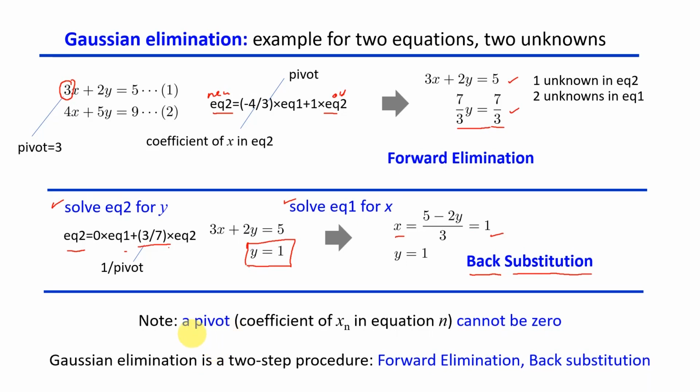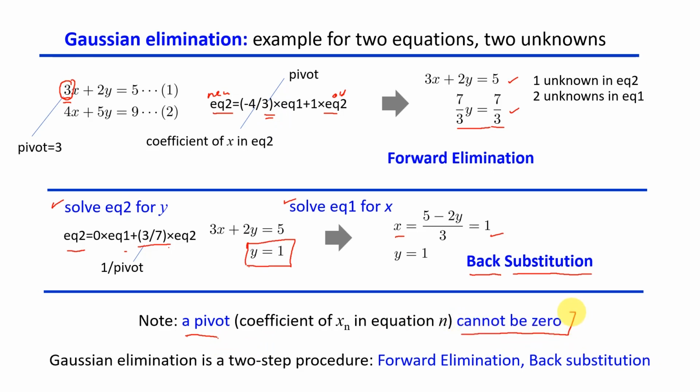The first takeaway from this exercise is that a pivot, that means here you see that the 3 was my pivot, and in my elimination process this pivot is coming below 4. If the pivot is 0, then my solution procedure falls flat. So a pivot cannot be 0.